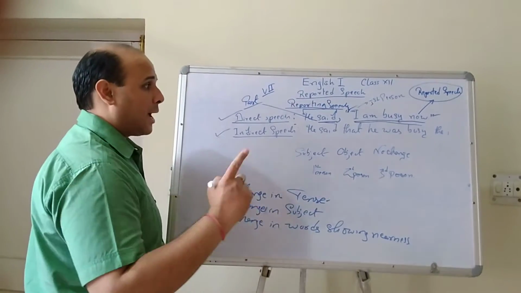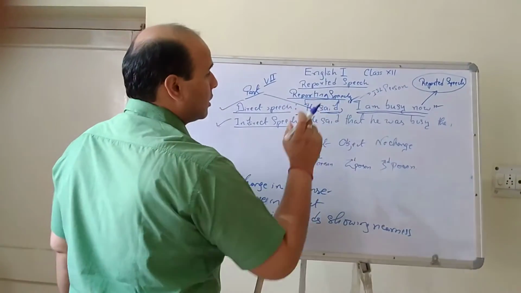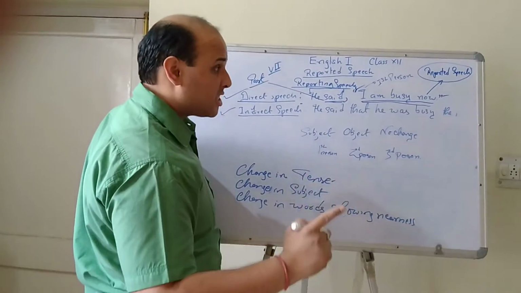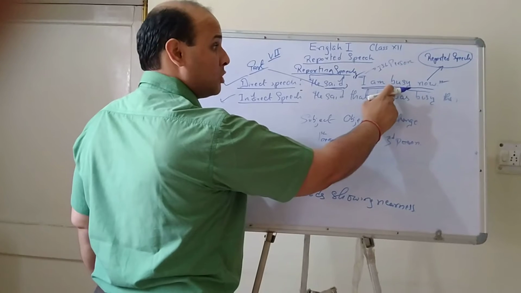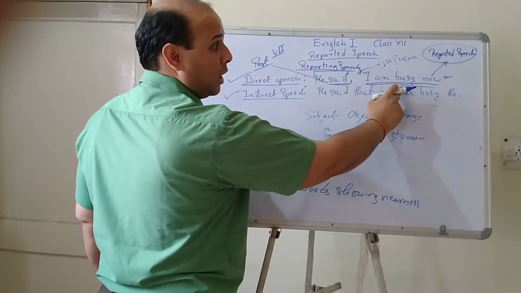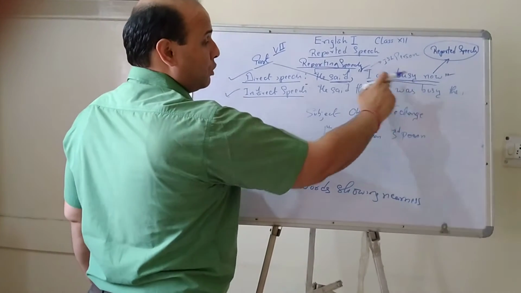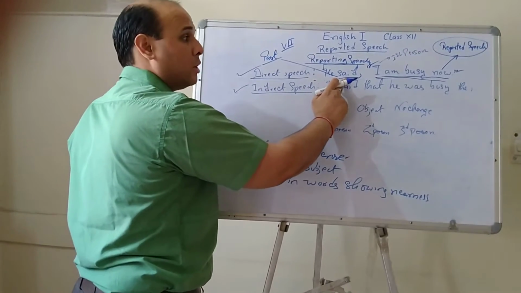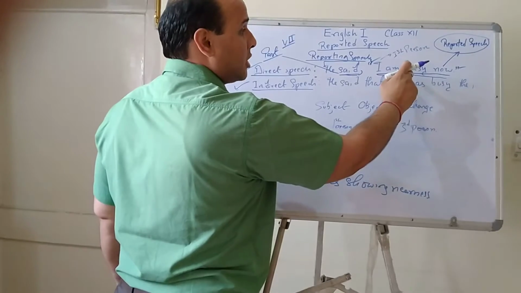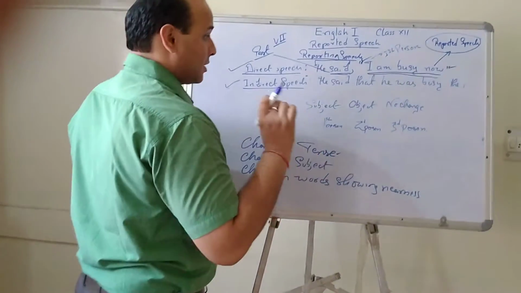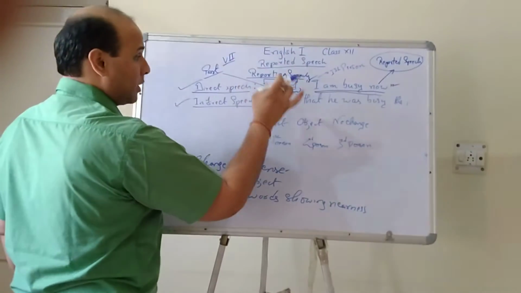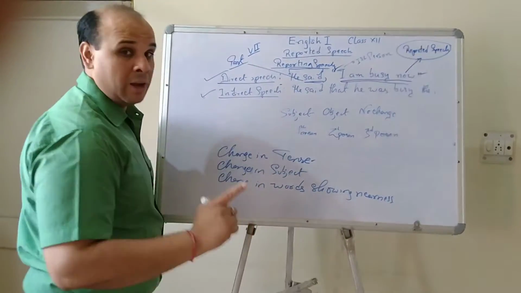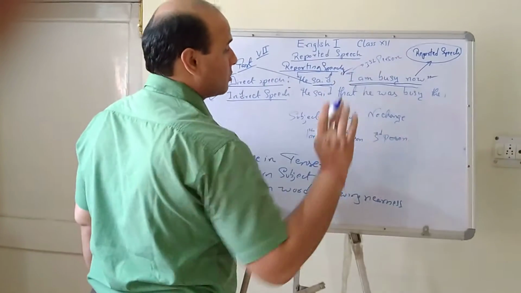Now, if we find that this reporting verb is in past tense, then only we will have to introduce changes in the tense which is mentioned inside the reported speech. If this would have been present tense or future tense, then there would be no need to change the tense of reported speech. Now, since this portion has been spoken in past tense, that's why we have to introduce the changes in tenses in reported speech.